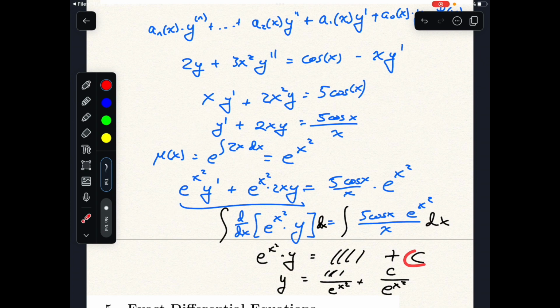Remember that c over e to the x squared is not just equal to a constant c. This has a variable in it. A constant divided by a variable is not a constant, so you can't treat it like that. So that's another common mistake that I see with these things, so just keep that in mind.